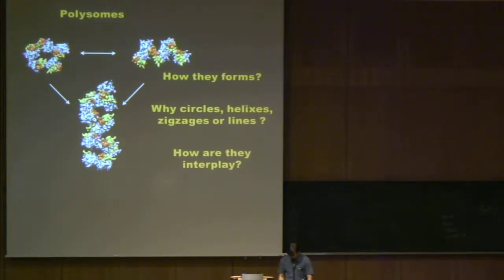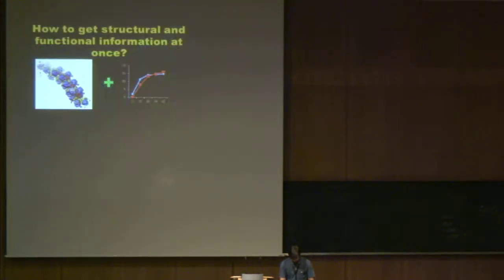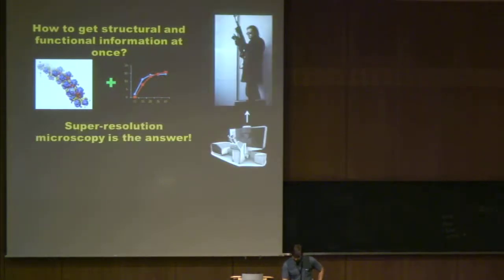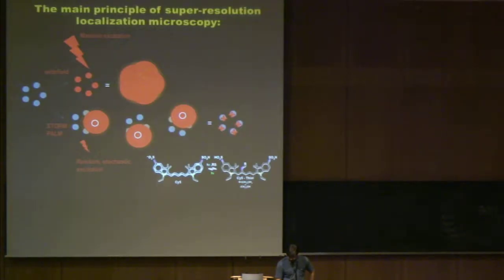So in order to answer this question, we had to find a method that allows us to obtain structural and functional data at once, both. So we did. It was super resolution microscopy. We armed ourselves with this and started our business with ribosomes and polysomes.